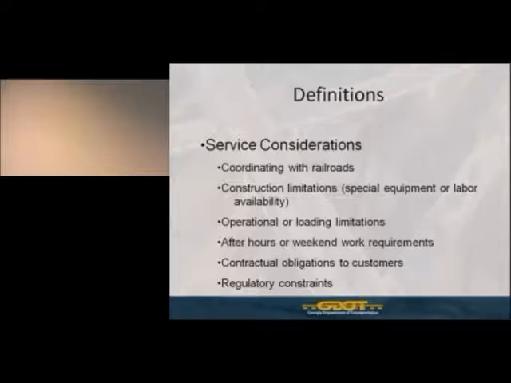But coordinating with railroads, if you have construction limitations, special equipment or labor availability issues, those are things that need to be accounted for. Operational or loading limitations, again, after hour or weekend work requirements. Contractual obligations to customers or regulatory constraints. Those are all items that typically should be identified under Section B, Special Requirements, as well as Section C, your detailed work plan. And you can identify those in that Section C as a service consideration phase. That would be an appropriate place to capture those kind of downtimes, basically.